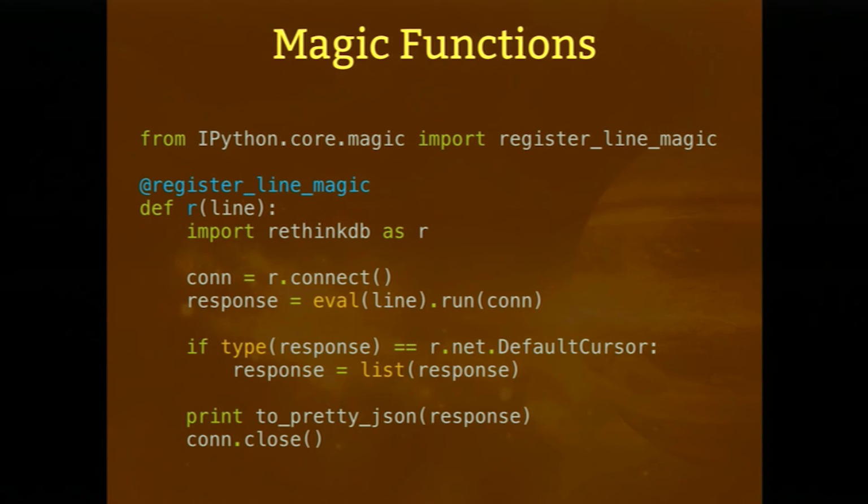I have another variant of this that uses Pygments, the syntax highlighting library, so that it will actually syntax highlight the JSON for you. But yeah, you can see there's not a lot to it. This is all the code that you need to create that magic function that allows you to do the %R. So that's one way that I've made it easier to integrate RethinkDB with Jupyter.